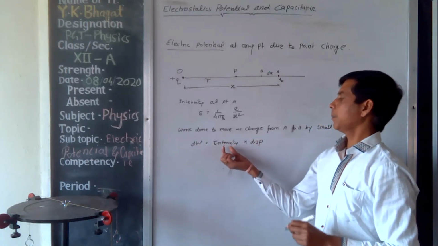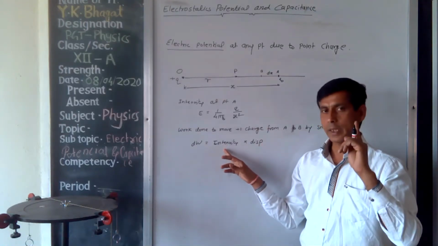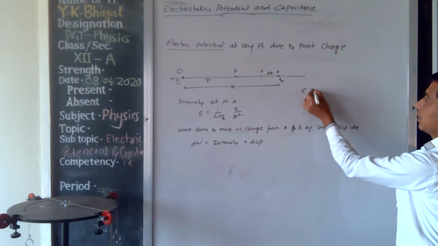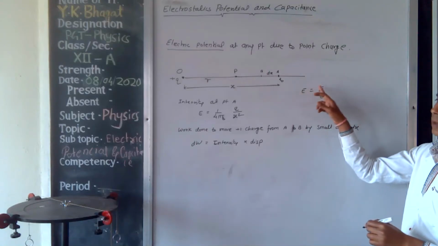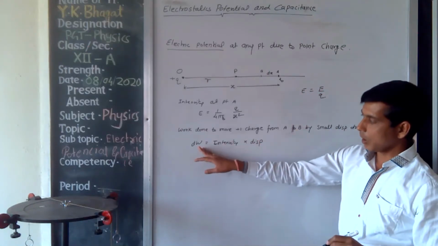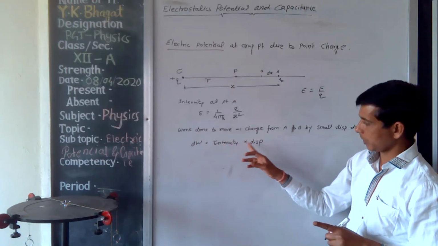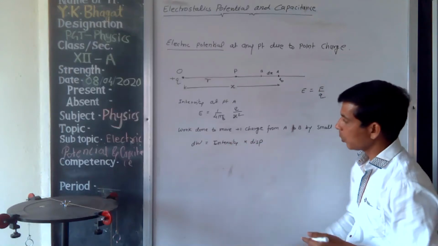In the place of force, we take intensity. Why? For unit charge, intensity will be equal to force. We know that intensity equals force upon charge. For unit charge, E equals F. That means in the formula of work done, force into displacement, the intensity should be written in place of force.